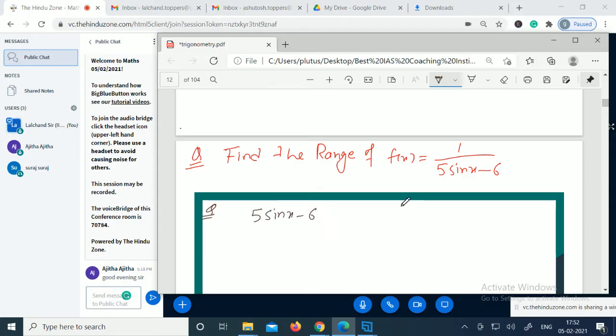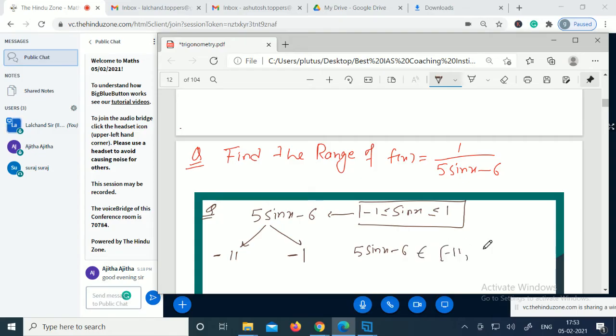Now tell me, sin x is from 1 to minus 1, isn't it? Because this expression depends on this. If I put minus 1 in here, it is minus 5 and minus 6, so this output is minus 11. And if I put the maximum value of sine, 1, it is minus 1. So that means 5 sin x minus 6 belongs to minus 11 to minus 1 in the range of this expression.